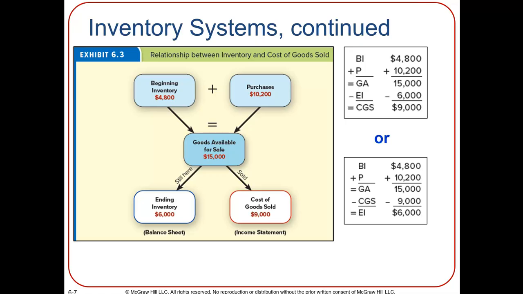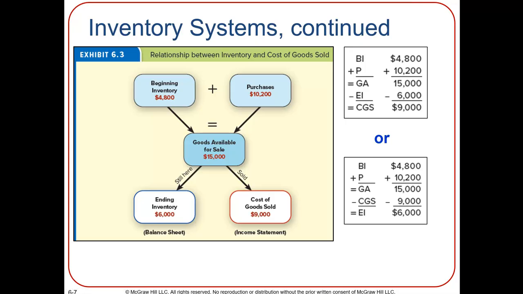Okay? But it's not a different calculation. It's just simply a little bit of algebraic work, right? We're both starting with goods available of 15,000. Up here, we walked to the shelf and there was $6,000 worth of ending inventory left on the shelf. Therefore, cost of goods sold must be $9,000. Down here, we go to our computer system and it says cost of goods sold is $9,000. Therefore, ending inventory, or what's on the shelf, should be $6,000.